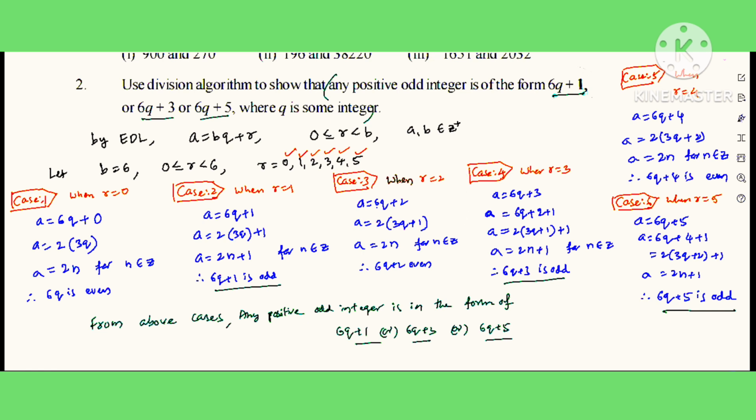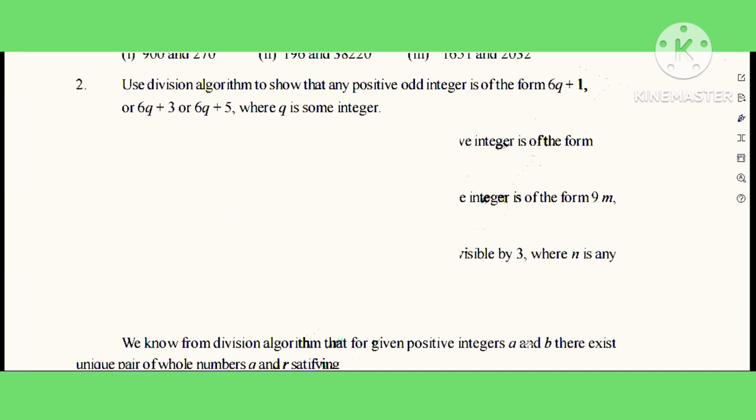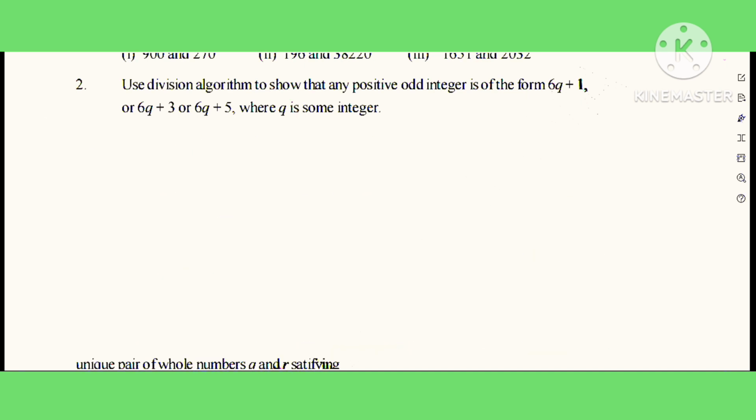Sometimes if you don't have time, we can write it directly also. Yes, that's what I tell you. How to write directly? Very simple. First of all, you have to mention the Euclid division algorithm.